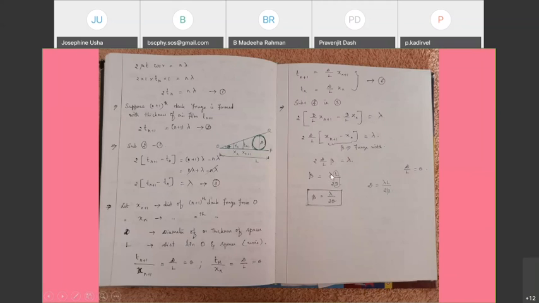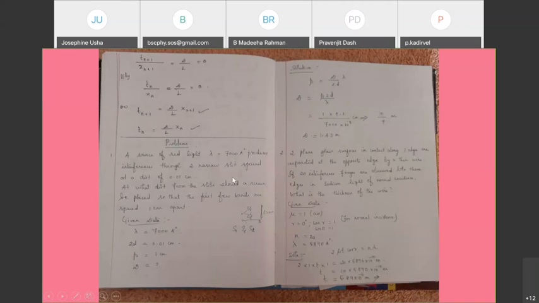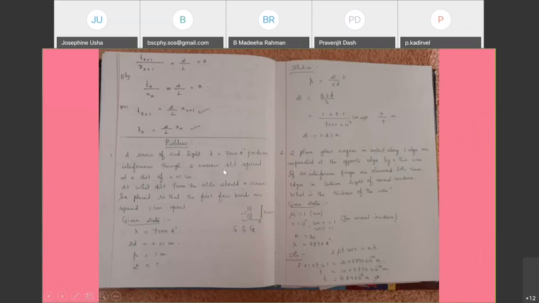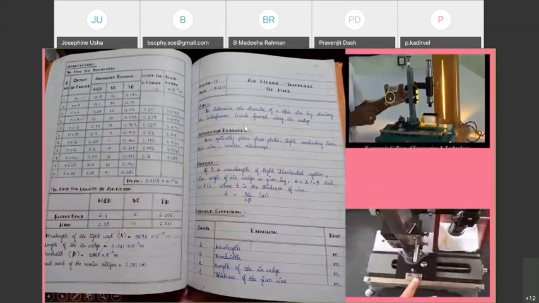Actually, in Young's double slit experiment also we derived a formula for fringe width. So don't confuse these two formulas, right? So now we'll continue. Once we see the experimental procedure, we'll move on to the problems. So this is about the air wedge experiment, right?